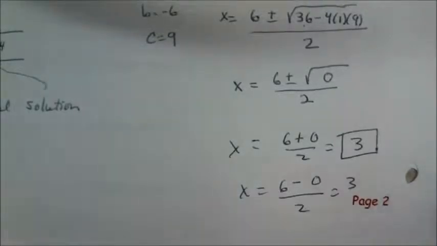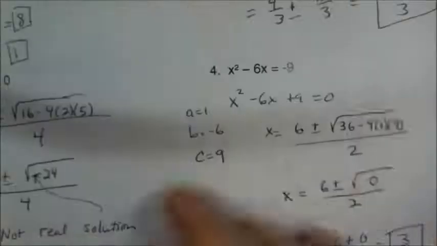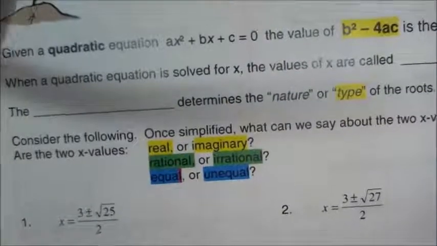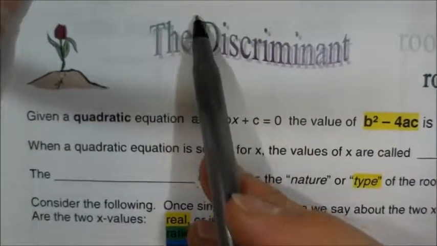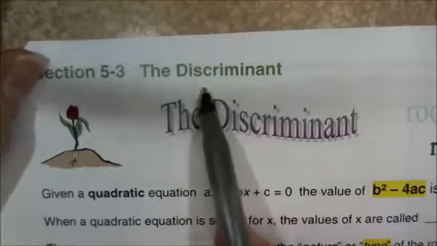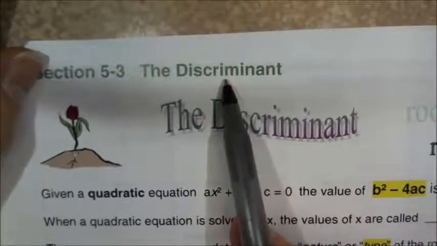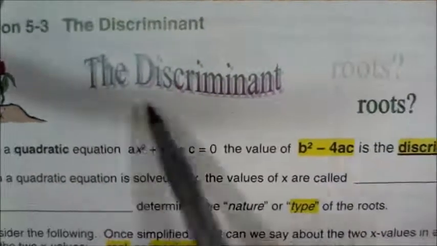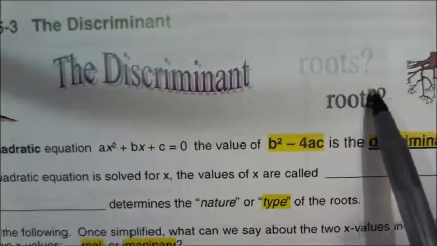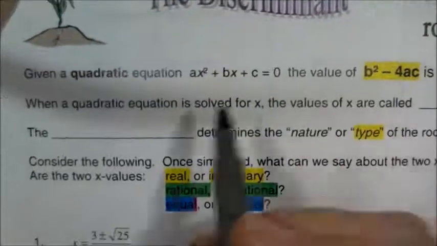That was about it for today on this page 2. I think I'm going to go on to page 3 and talk a little bit about a very important part of the quadratic formula, which is called the discriminant. This is your new vocabulary word for the day, discriminant. And the discriminant tells what kind of roots you have to a quadratic equation.